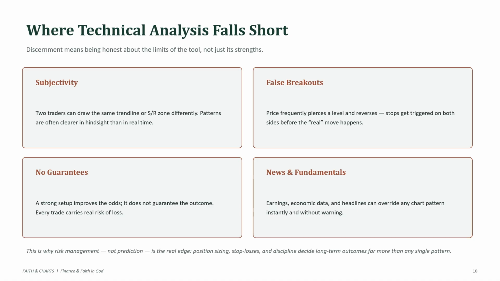Now I want to be straight, because a lot of channels won't tell you this part. Technical analysis is not a crystal ball. Two people can look at the same chart and draw a different trend line. Patterns that look obvious after the fact were nowhere near as clear in real time. Price fakes people out constantly. It breaks a level, triggers everyone's stop, and then reverses right back. That's not you doing something wrong. That's just the market. So it's not perfect. Nothing in the market is perfect.